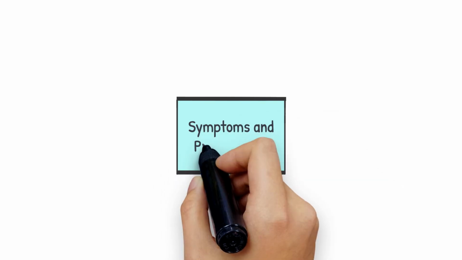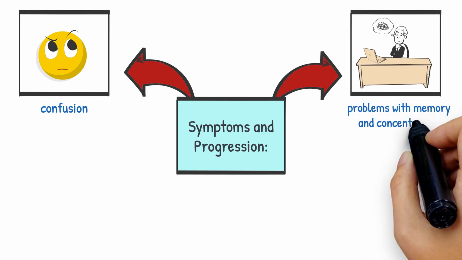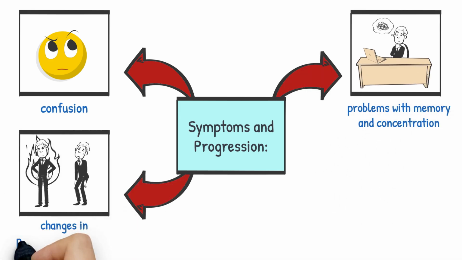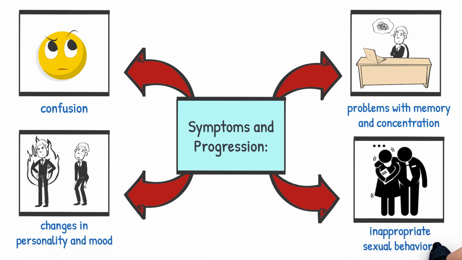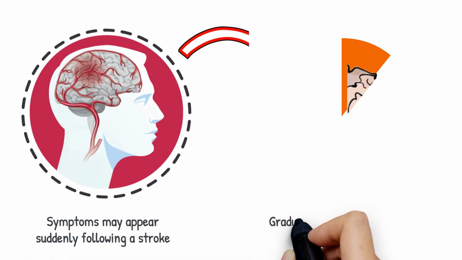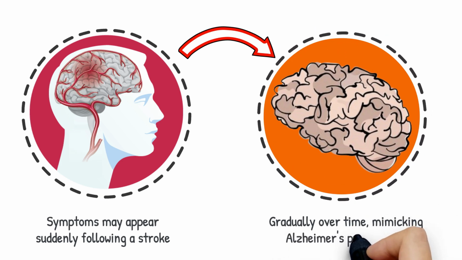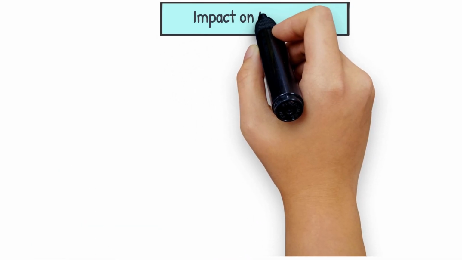Symptoms and progression. Symptoms can include confusion, problems with memory and concentration, changes in personality and mood, and, in some cases, inappropriate sexual behaviors. These symptoms may appear suddenly following a stroke or gradually over time, mimicking the progression seen in Alzheimer's disease.